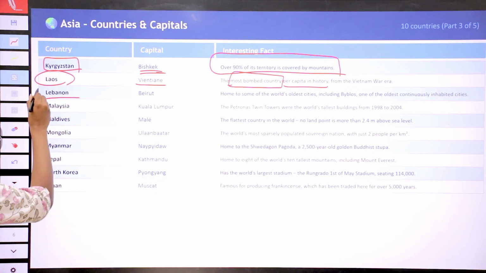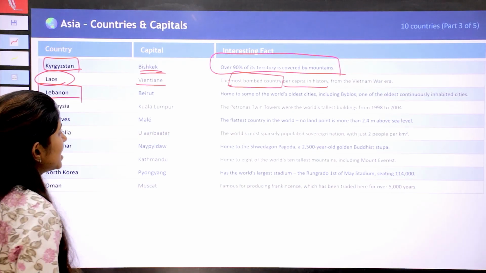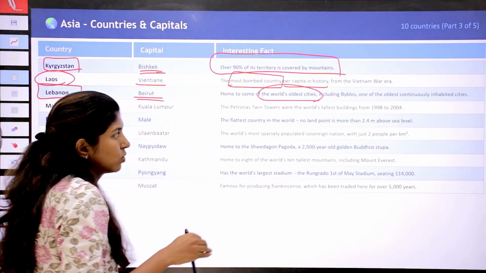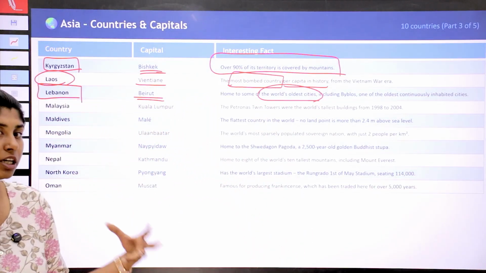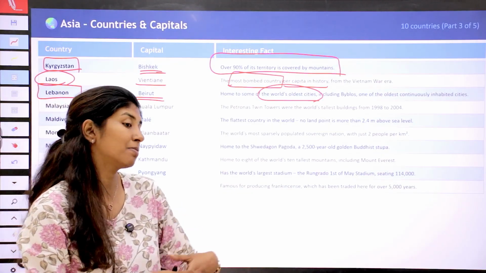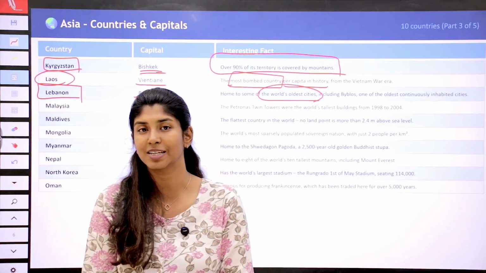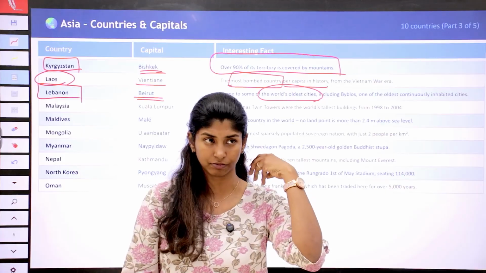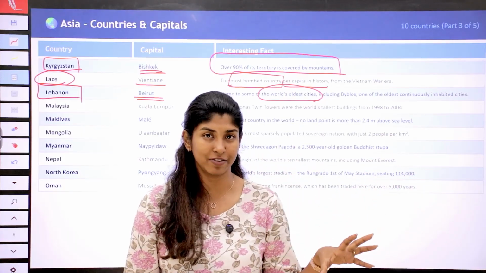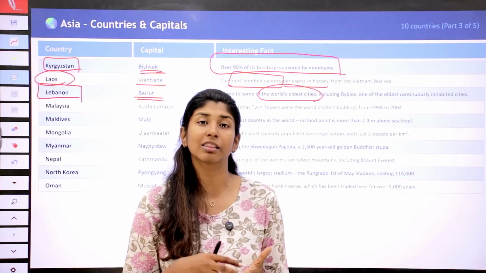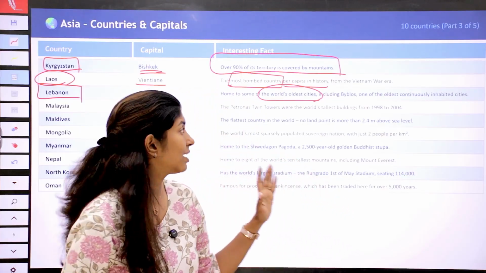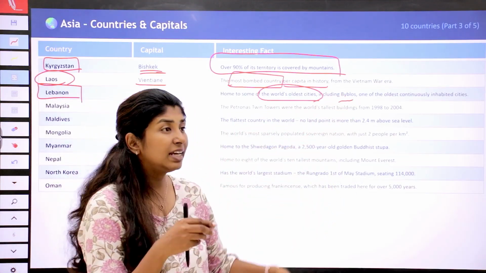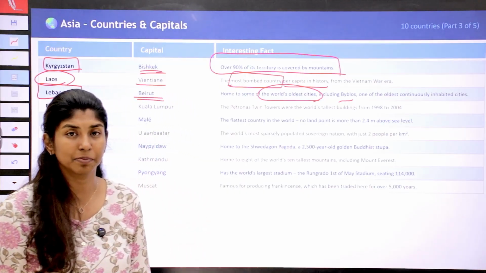Next, we have Lebanon. Its capital is Beirut. It is home to some of the world's oldest cities, like Byblos, one of the oldest continuously inhabited cities. For example, other old cities, like those found from the Indus Valley civilization or in other areas, won't be as inhabited today as they were in the past. In the past, there would have been a lot of people living there, but now, because they are ancient, there won't be so much population. But it's not like that in Lebanon. They have old cities like Byblos, but even today it is continuously inhabited by people.